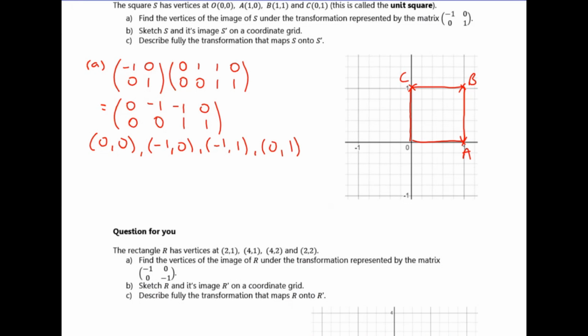It asks us to sketch S, which I've already done, and its image S dash on a coordinate grid. So you see that little dash, that represents the image of a shape. So plotting these points, we've got 0, 0, we've got minus 1, 0. So this is the image of A, so I'll put A dash. I've got minus 1, 1, so this is the image of B, so I'll put B dash. And I've got 0, 1 for C. So C and C dash are actually in the same place. So this is my square S dash over here.